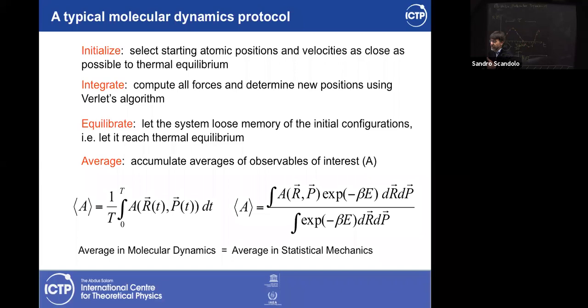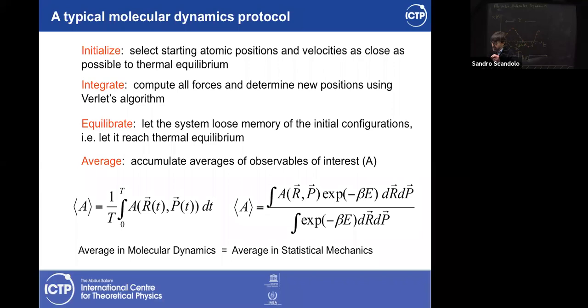Now, of course, if you want to study your system at a given temperature, you have to choose atomic positions and velocities that are as much as possible close to what you think is going to be thermal equilibrium in your system, right? For example, if you want to study a solid, a crystal, at room temperature, it doesn't make sense to start from the crystalline positions, because this is not a good representation of your system at finite temperature. At finite temperature, the atoms will be already displaced from their position.